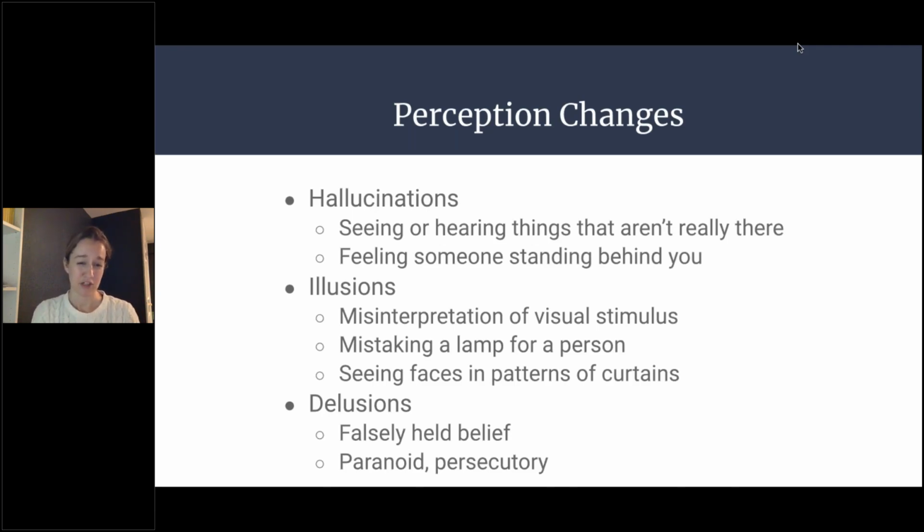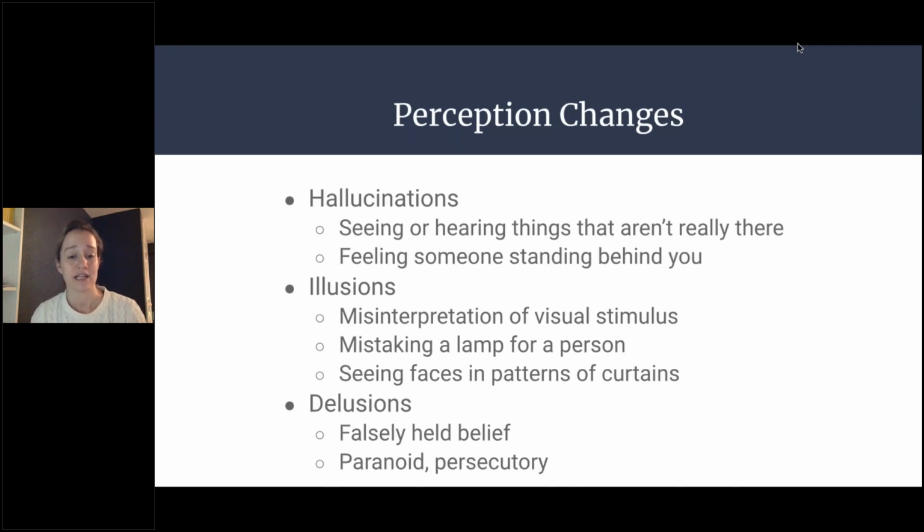Another type of perception change would be illusions, and that's when, say you're walking down the street and you pass by a bush and the bush is in your peripheral vision, and for a second you think that that bush is an animal, and you turn and you say, oh no, it's not an animal, that was just a bush.